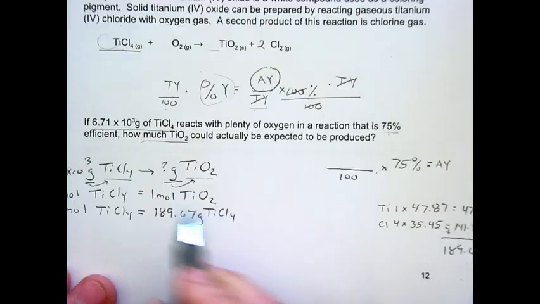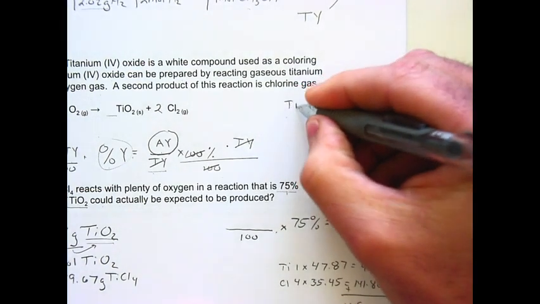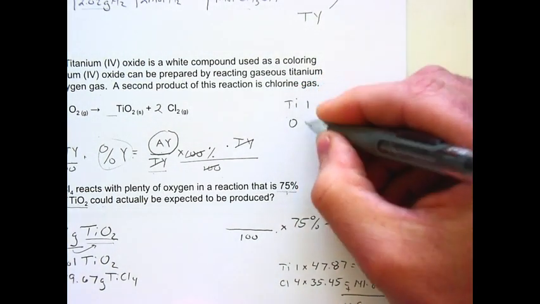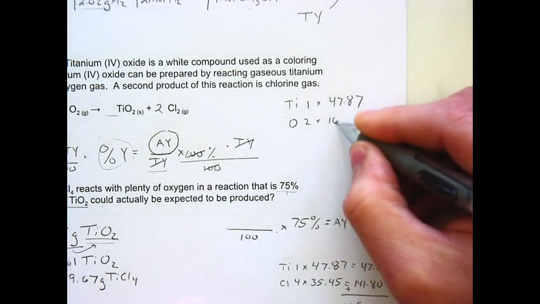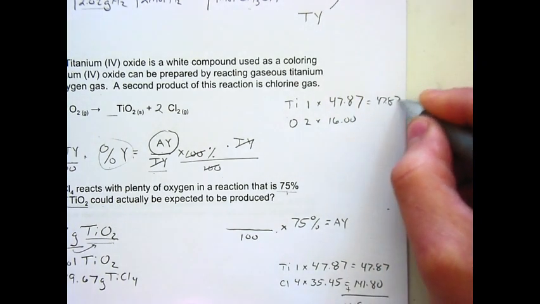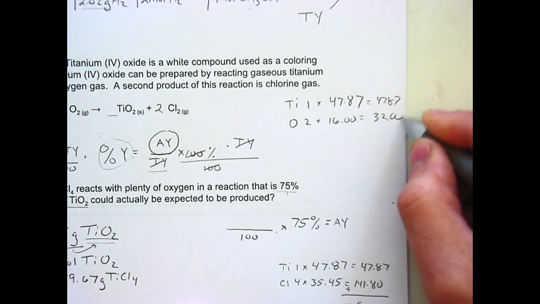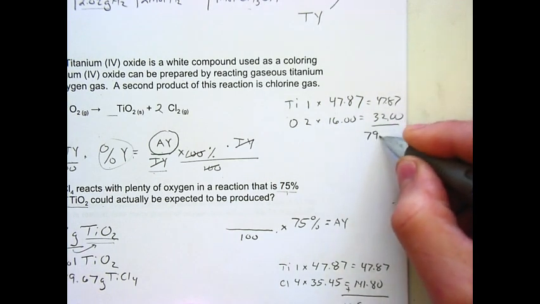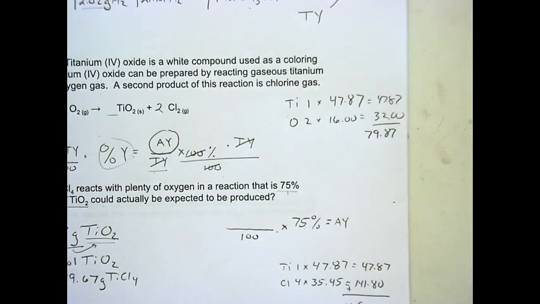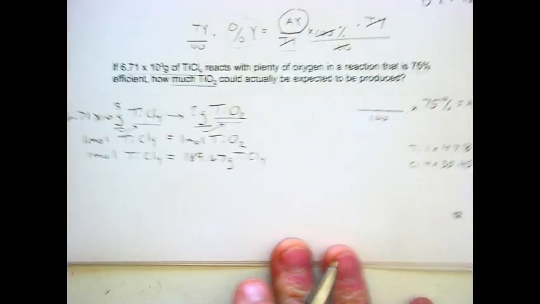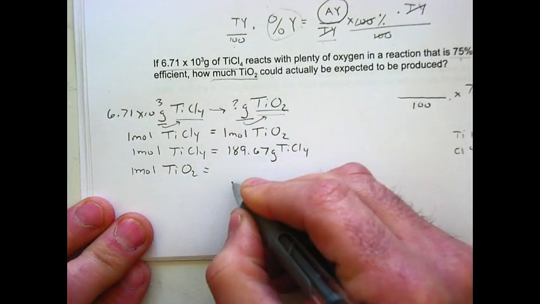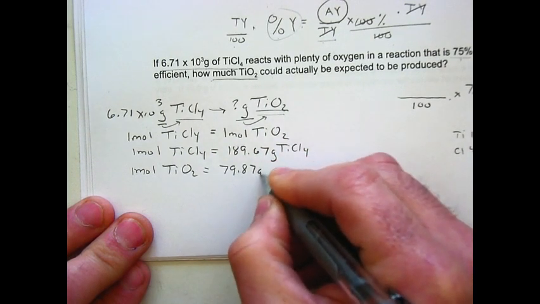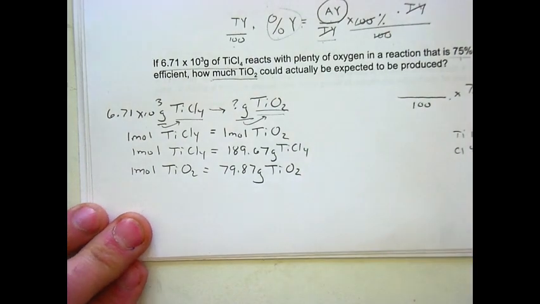Now we want to do the same thing again. We need the molar mass of titanium(IV) oxide. So again, we have titanium, now oxygen. We have 1 and 2. That's still 47.87. Oxygen is 16. 2 times 16 is 32. And we have 79.87 as our molar mass for titanium(IV) oxide. So we write out 1 mole of titanium(IV) oxide is equal to 79.87 grams of titanium(IV) oxide.